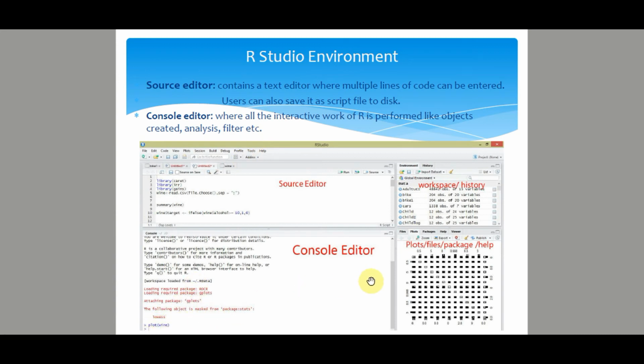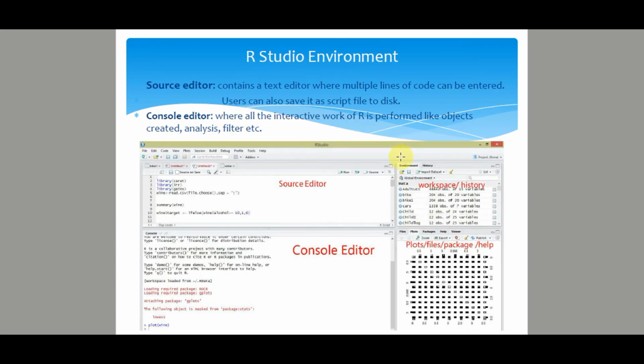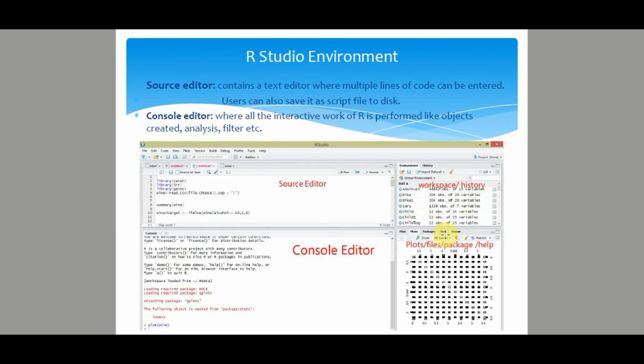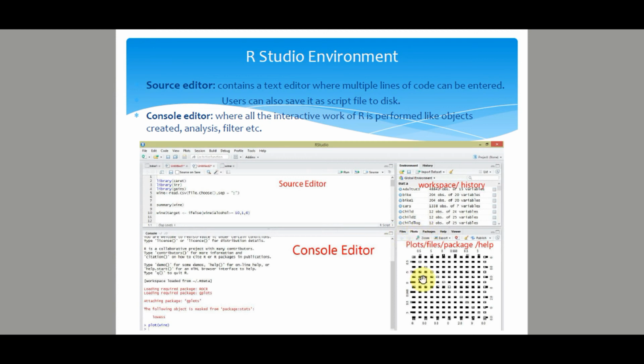Packages. This is the place where a user can view the list of installed packages. Packages are self-contained sets of code to perform specific tasks, similar to add-ins in Excel. Help. This is where we can browse the built-in help system for our related topics. Files. The place where the user can browse the files on their computer. Plots. This is the place where R displays its visual analysis like histograms, bar diagrams, box plots, etc.